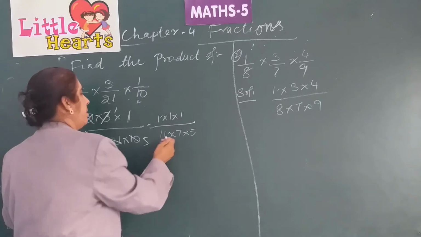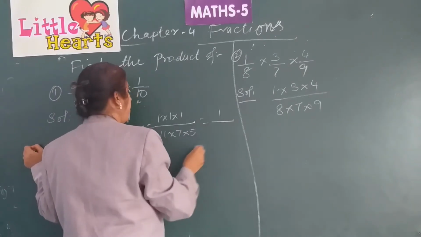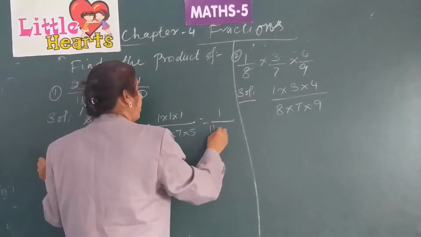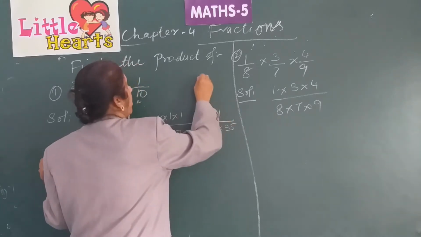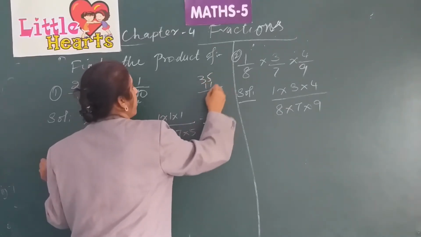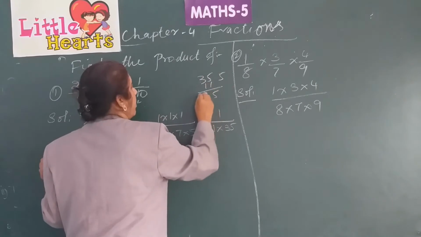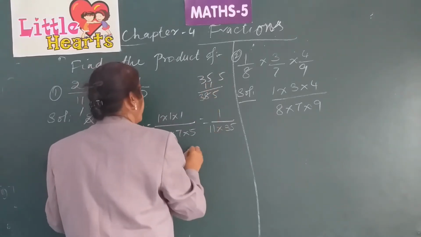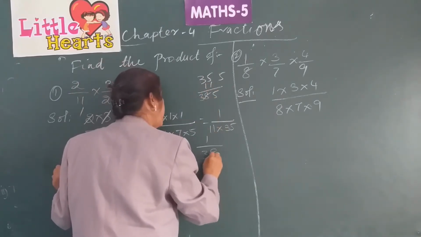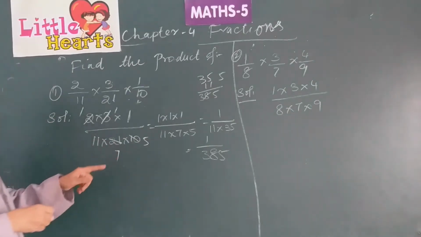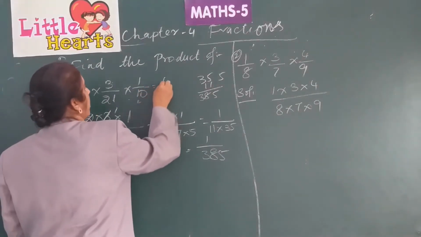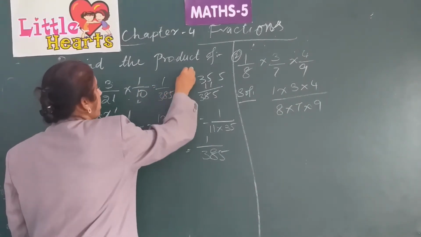So 1 by 11 into 35. 35 elevens are 385. So 1 by 385 is the product of these three fractions. It is a proper fraction.